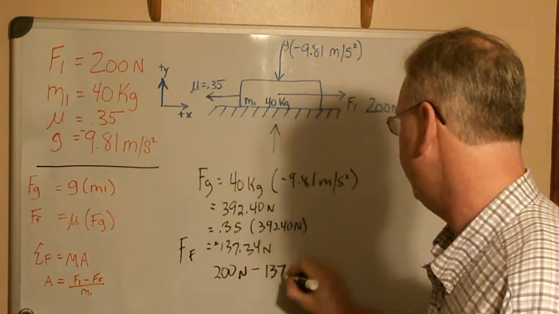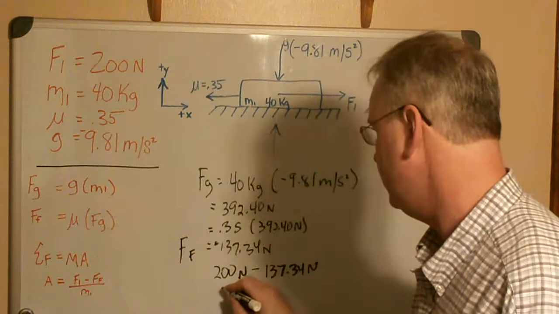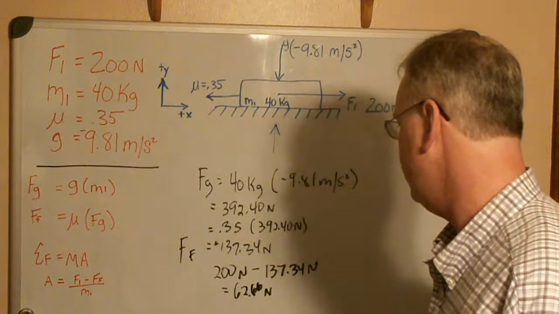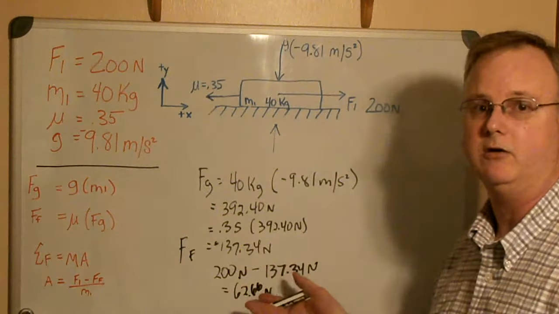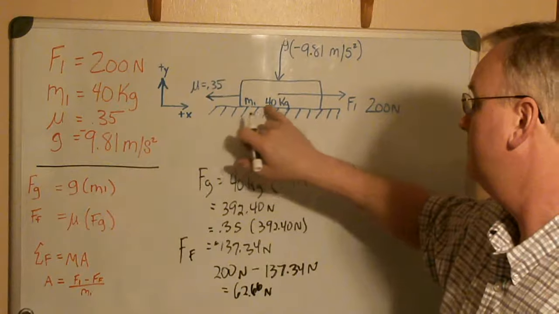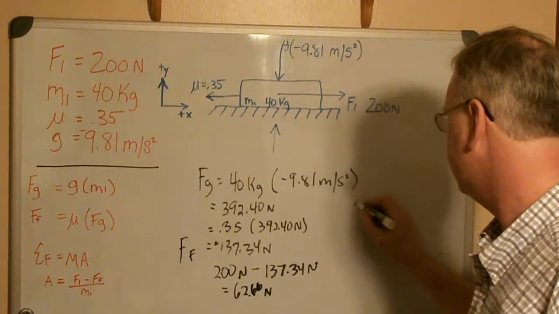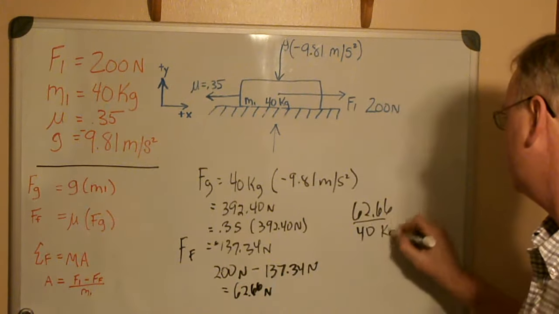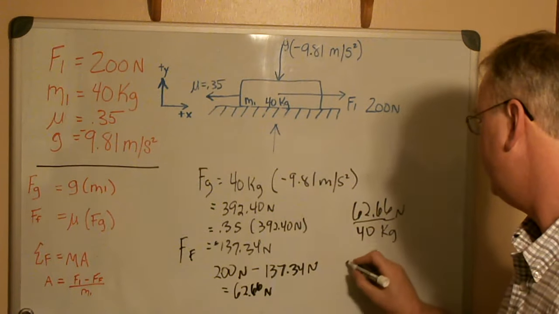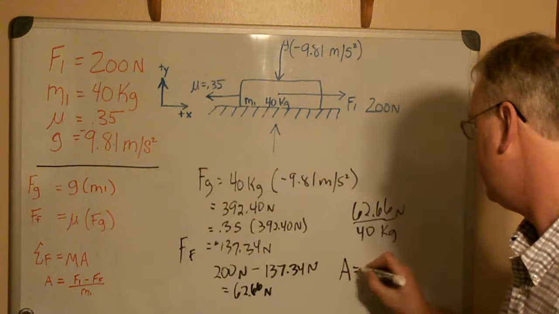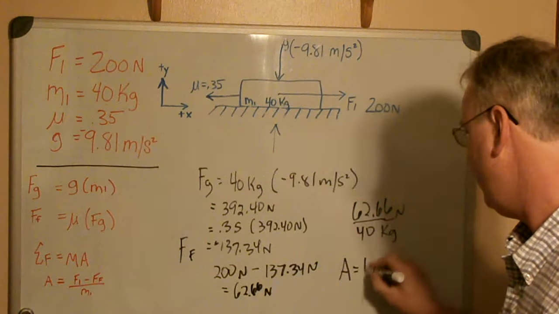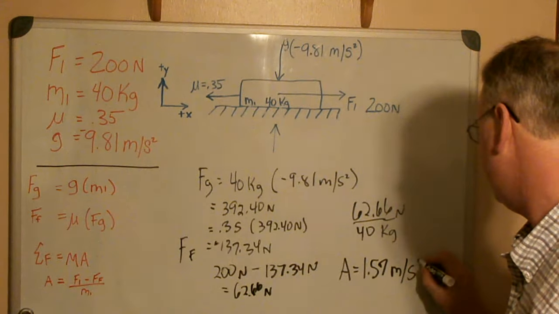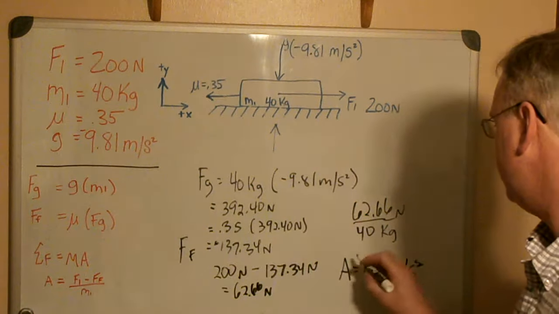minus our 137.34 newtons equals 62.66 newtons. If we take this figure and divide it by our mass M1 of 40 kilograms, we will find that our acceleration, a constant acceleration of 1.57 meters a second squared, rounded, is our answer.